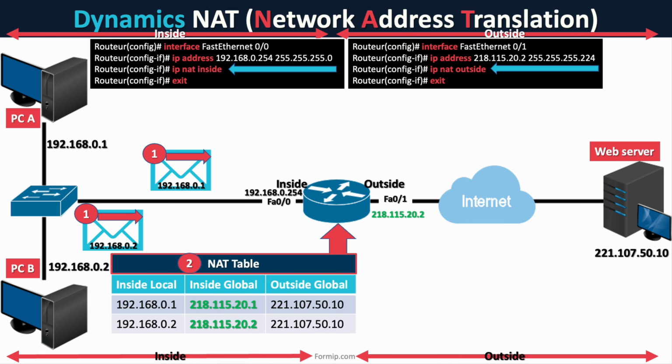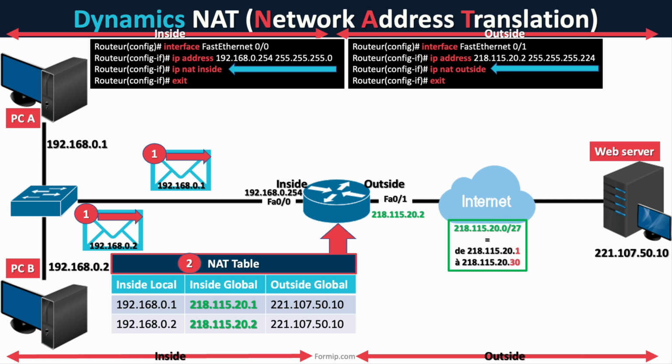If there is no static NAT configured, then the router will dynamically translate the addresses of the two PCs. Because if both are configured, the static NAT will always take precedence over the dynamic NAT. Here, the router selects a global address from a group of IPs that has been created, and it will do the translation. It chose the IP 218.115.20.1 for PCA and .2 for PCB.